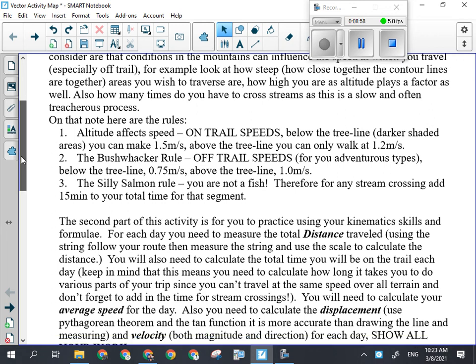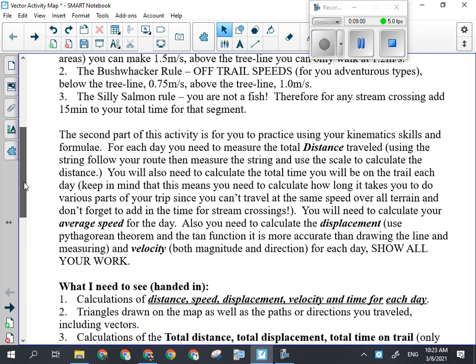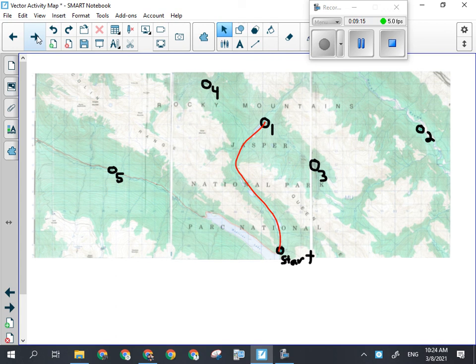All right, so the second part of this activity is to practice using your kinematic skills, and your V equals D over T. It's pretty simple calculations. For each day, you need to measure the distance traveled. Here's how you're going to do that. So we've drawn our route on the map.